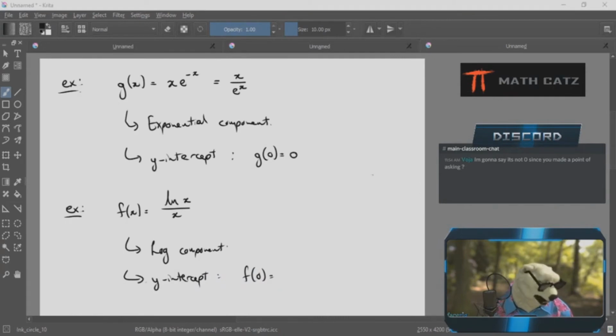Well, I made a point of asking because it is not 0. And I can also put it into my calculator, right? I can put it in and say, let's do it. ln of x divided by, not x, of 0 divided by 0. Let's see what MathBot says. MathBot is going to be unhappy.